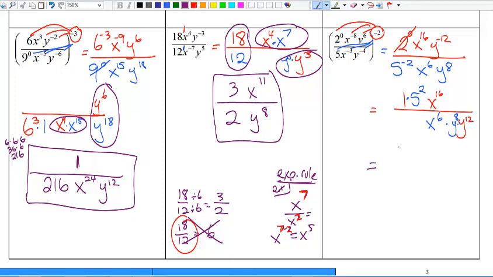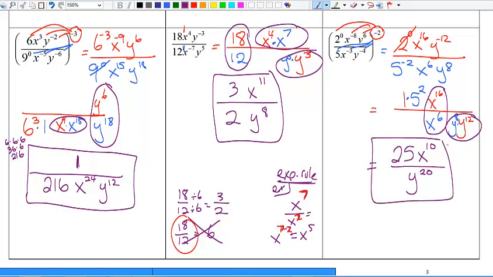Let's go back and work our numbers. 1 times 5 squared, that's 1 times 25, or just 25. On the x's, I have 16 on top, 6 on the bottom, which leaves me with 10 leftovers in the top. And then I have 8 y's on the bottom and another 12 y's in the bottom. Because they're both in the bottom, I'm going to add the exponents. And 2 bases, 2 exponents, I add and get 20. And that's my final answer.